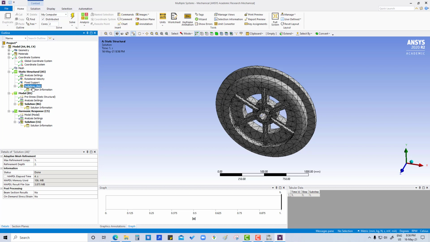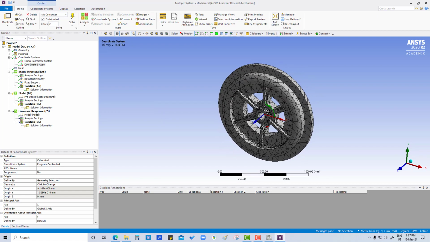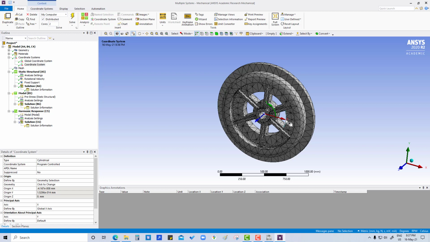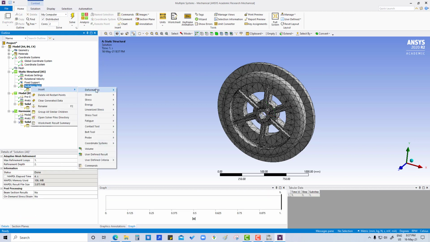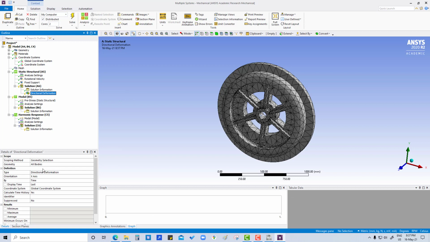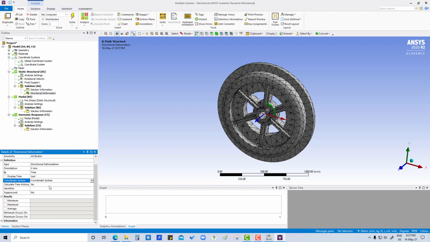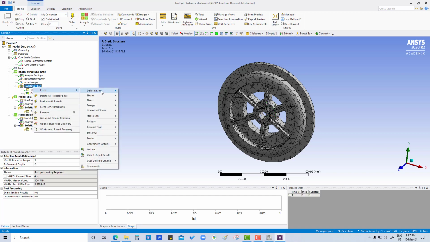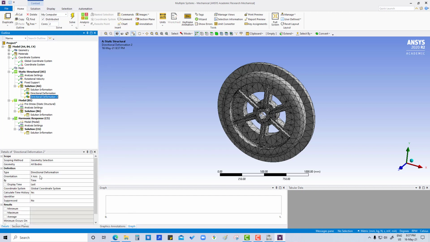Okay, so now we can insert here directional deformation in XY direction. So as we can see here, if we are getting deformation in direction X, that is radial deformation, and in Y direction, that is tangential deformation. So we can insert here directional deformation and change this global coordinate system to the coordinate system here. So here we have put x axis, means this is radial deformation. Insert directional, here we are going to change this global coordinate system to coordinate system and x to y. So that will be tangential deformation.